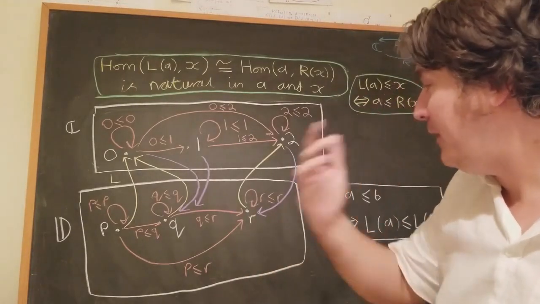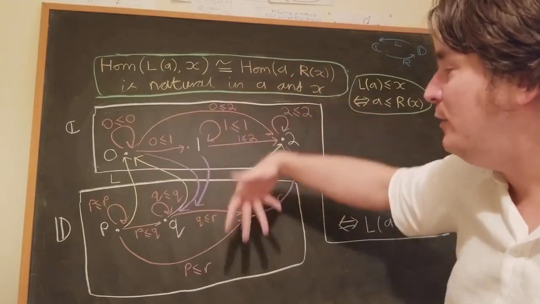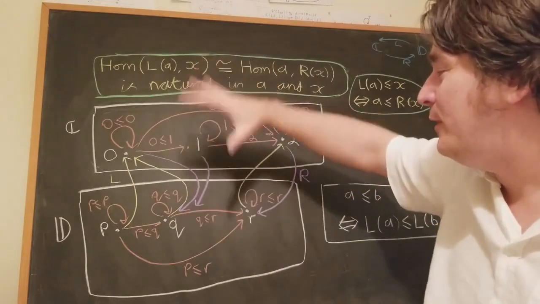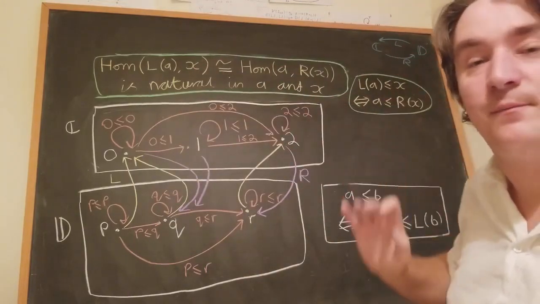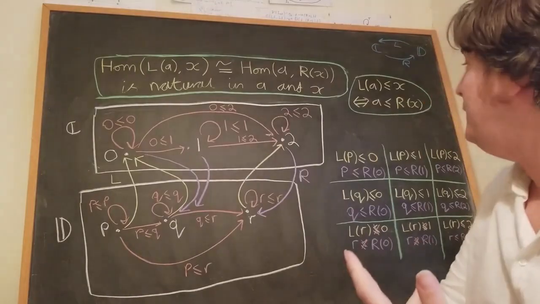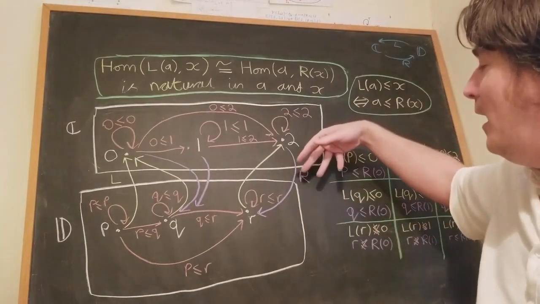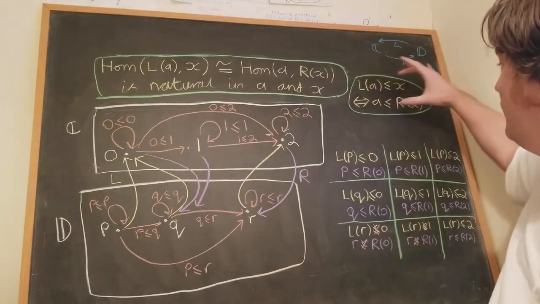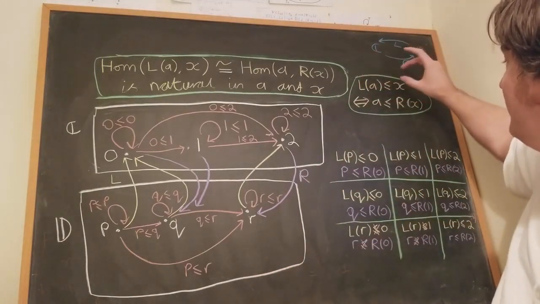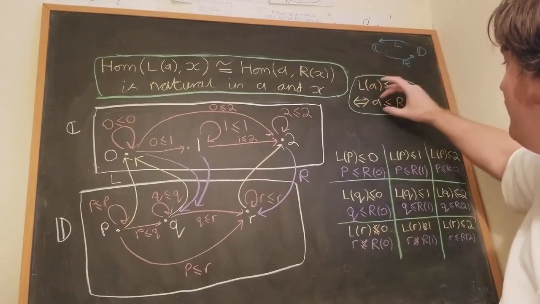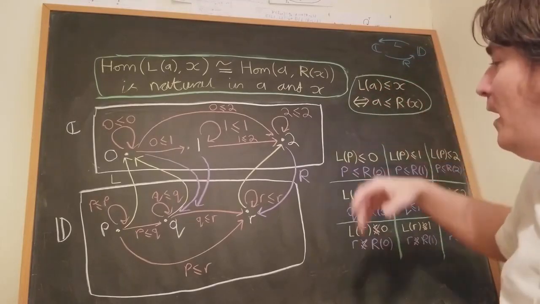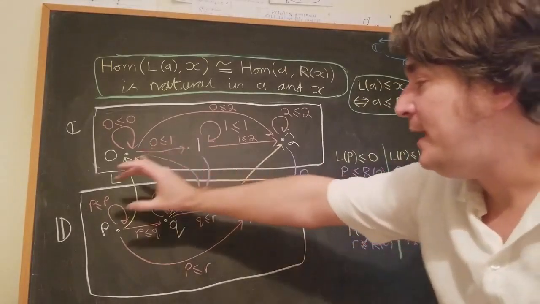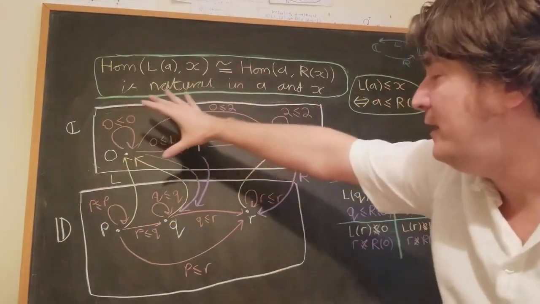Okay, so can we see that these two monotonic functions, these two functors going in different directions, satisfy this condition? How can we check that R really is the right adjoint to L? Well, we want to check that this condition holds, that L of A is less than or equal to X, if and only if A is less than or equal to R of X. And we want to check this for every A in D and every X in C.